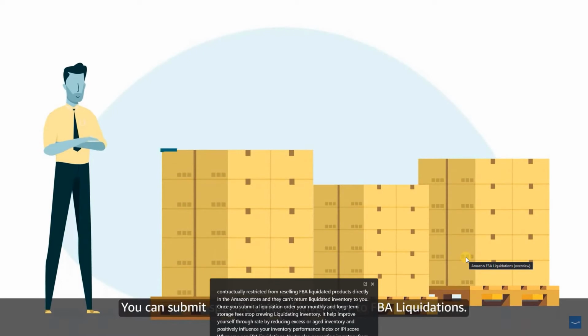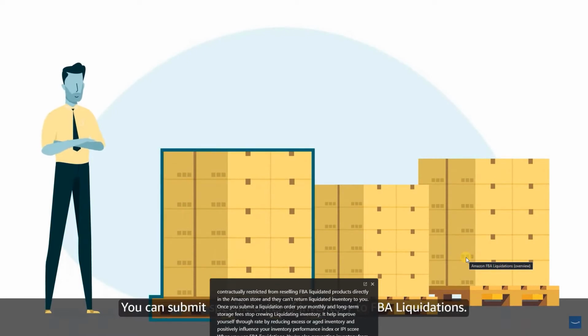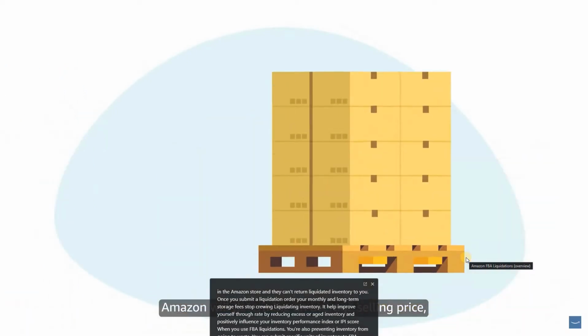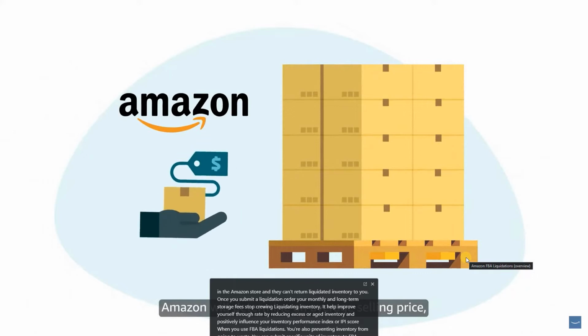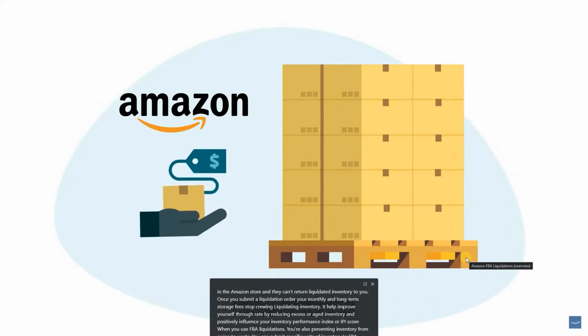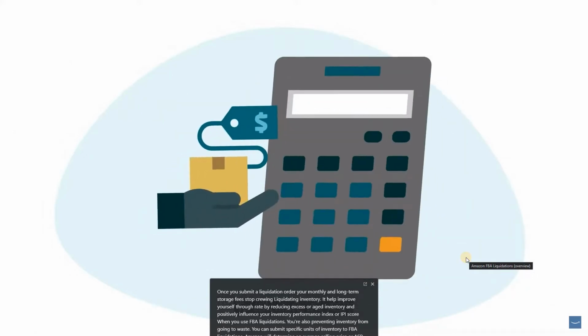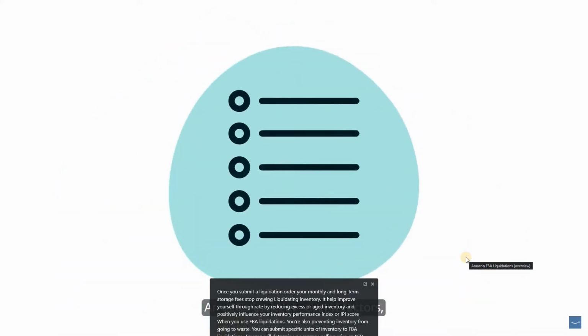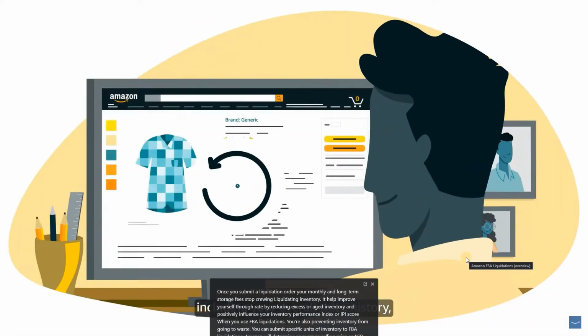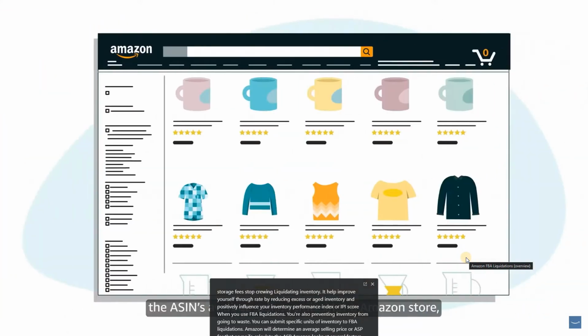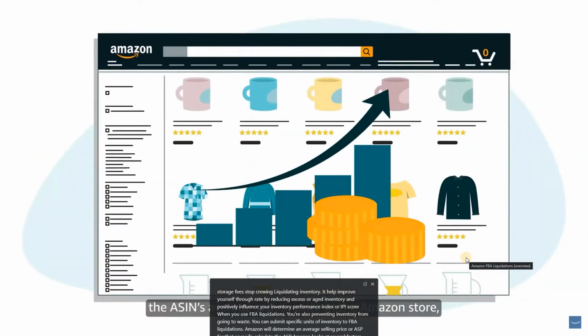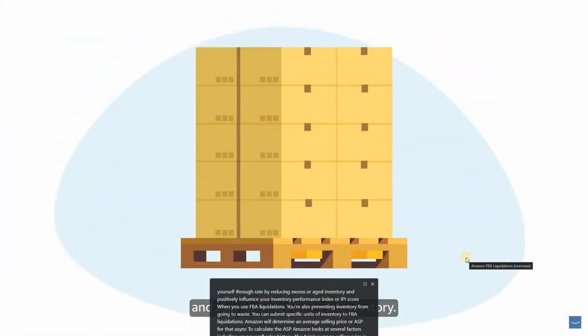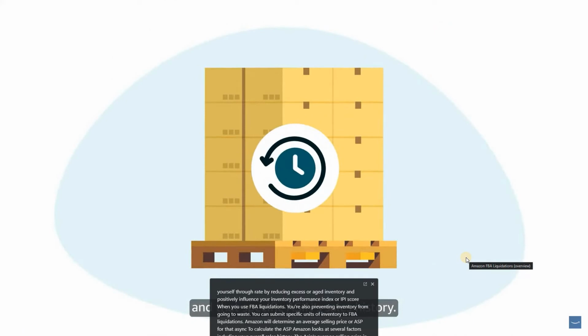You can submit specific units of inventory to FBA liquidations. Amazon will determine an average selling price, or ASP, for that ASIN. To calculate the ASP, Amazon looks at several factors, including your overall sales history, the ASIN's average selling price in the Amazon store, and that specific ASIN's sales history.